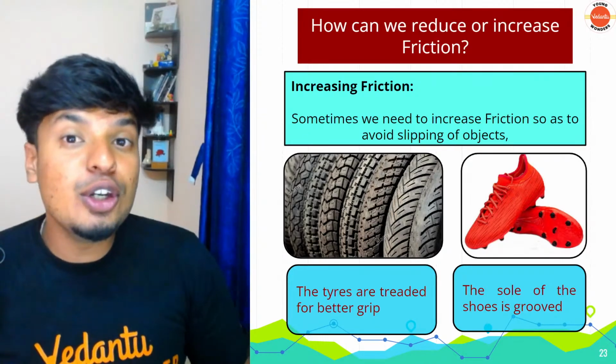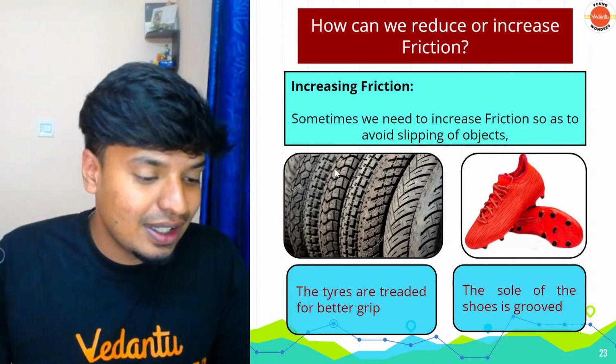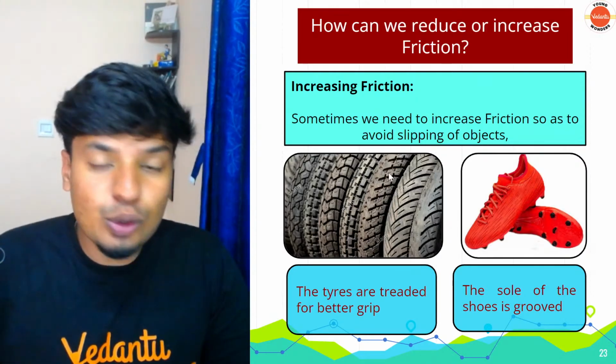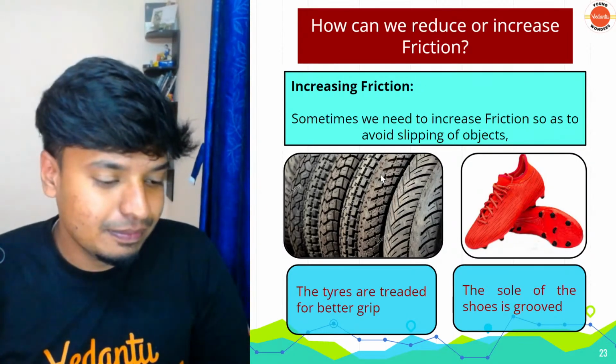For example, the new tires look like this. Have you seen new tires? That looks like this, right? The new tires look like this because they have better grip on the road.